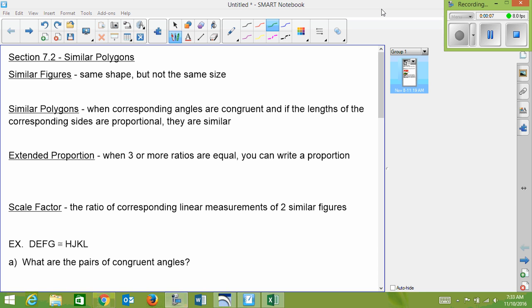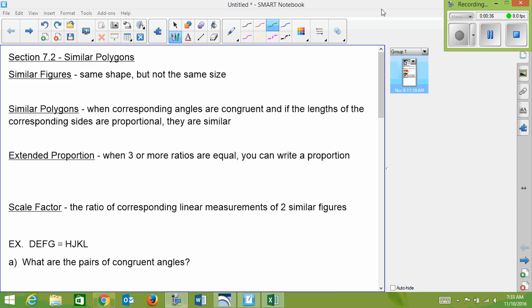So if you recall from previous classes that you've taken, similar means same shape but not the same size. Similar polygons is when corresponding angles are congruent, and if the lengths of the corresponding sides are proportional, then they are similar. So all the corresponding angles have to be equal, and all of the corresponding side lengths have to be proportional as well. Otherwise, it is not similar.